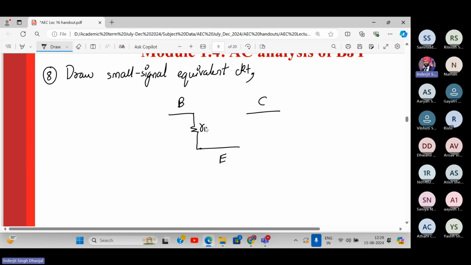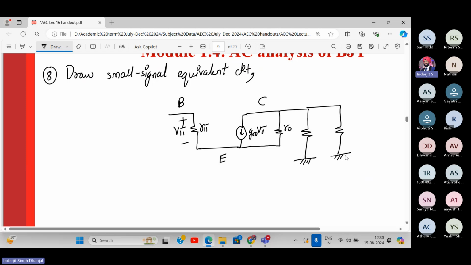So quickly draw it. This is R pi plus minus V pi. Here we have gm into V pi. RO is present? Yes. RC is present? Yes. Is RL present? Yes. So this is RC, RL. We have V out over here.